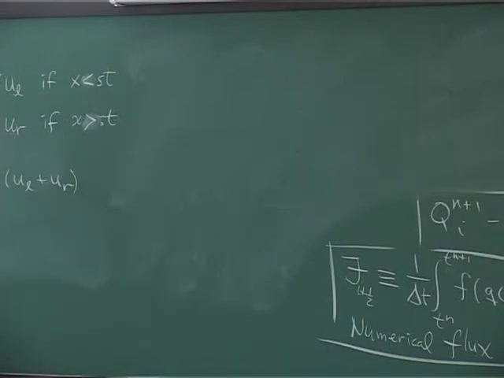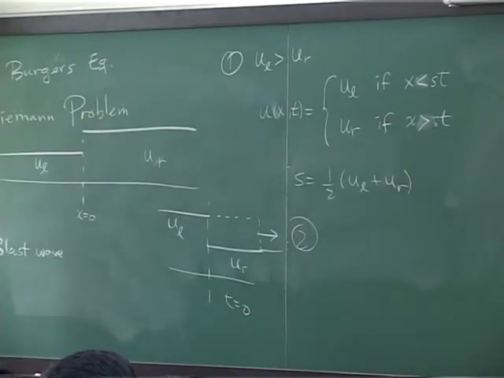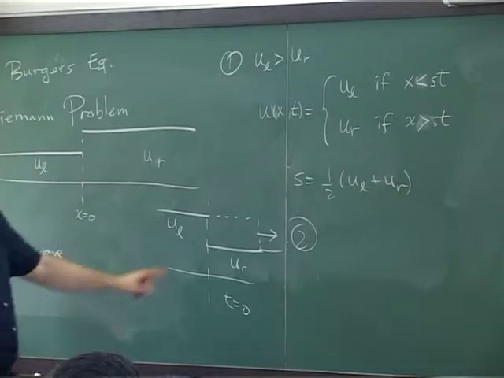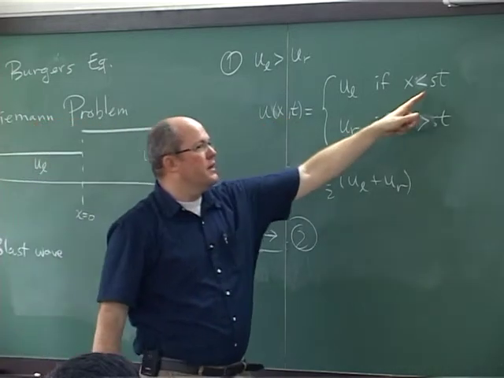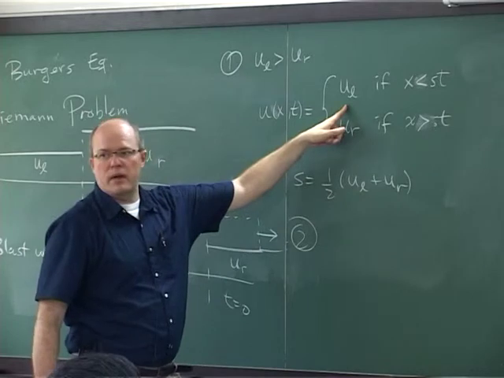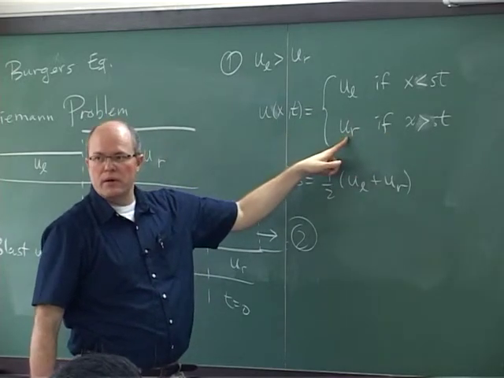How are we defining this thing? I'm not understanding. How do we define the S or the function? Yeah, u of x. How are we defining it? So u of x, t: if x is less than s times t, then it's simply UL. And if it's greater than that, it's simply UR.